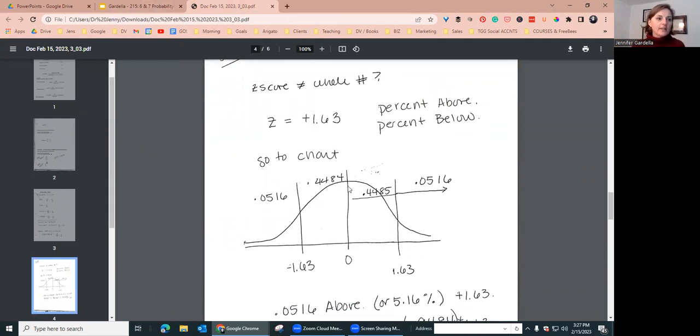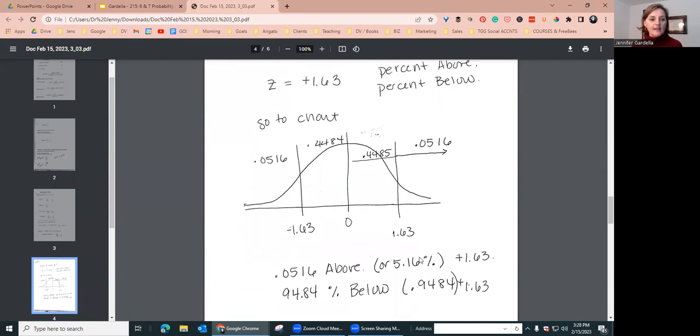So what do we do? We look in the chart and we learn that at a z-score of 1.63, there are 0.0516 or 5.16% above that z-score and 44.85% between the z-score and the mean. Remember, column B, column C.